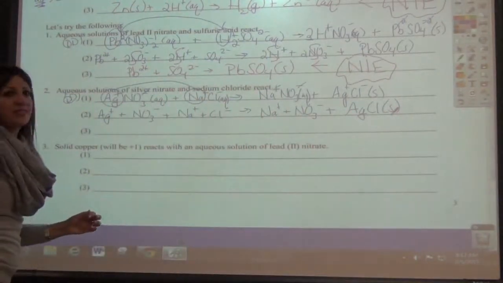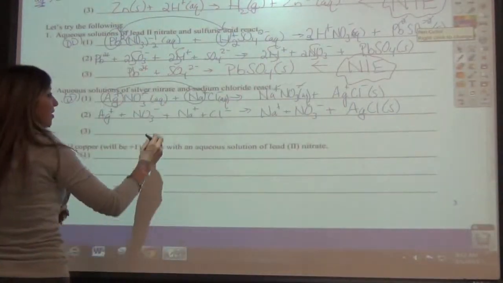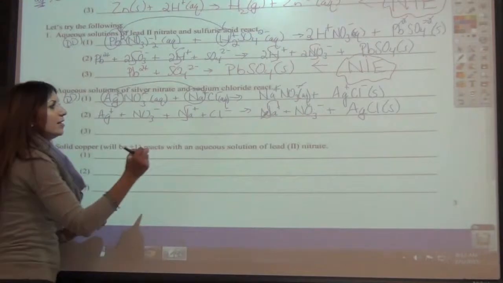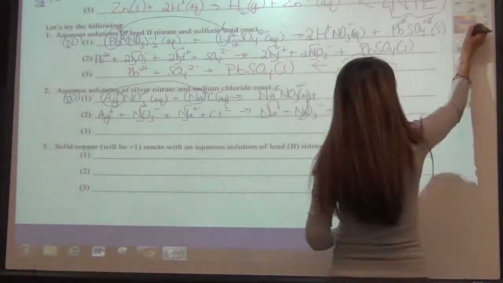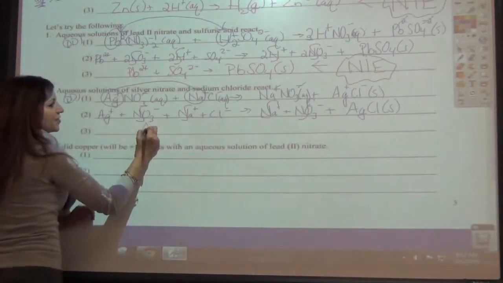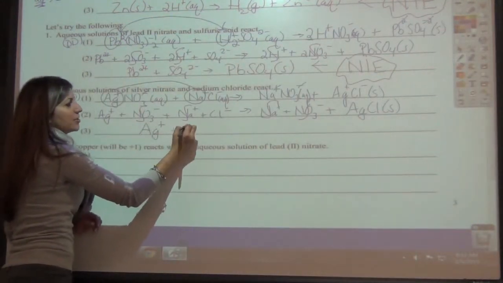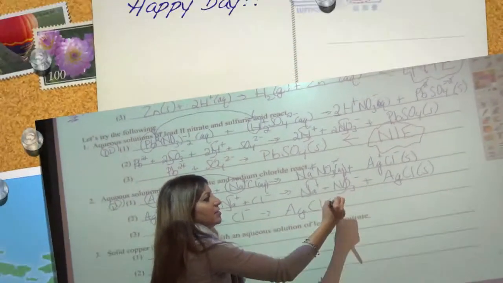All right, and do you see any spectators? Sodium. Good, the Na is a spectator, very good. Any NO3 minus is a spectator, perfect. And so now we're just going to rewrite our NIE, which is everything left over. So these are our players. Ag plus Cl minus yields AgCl.